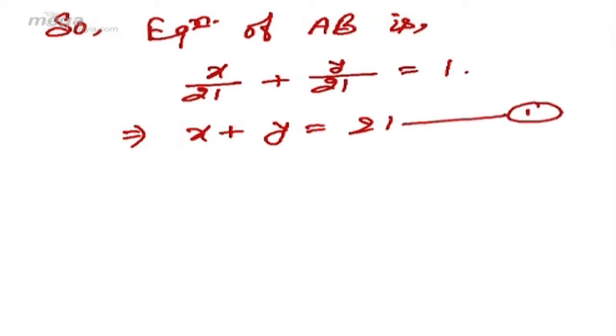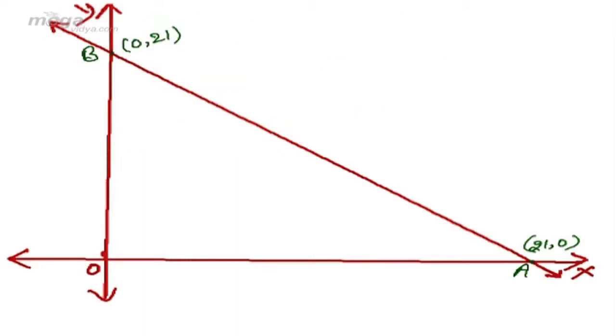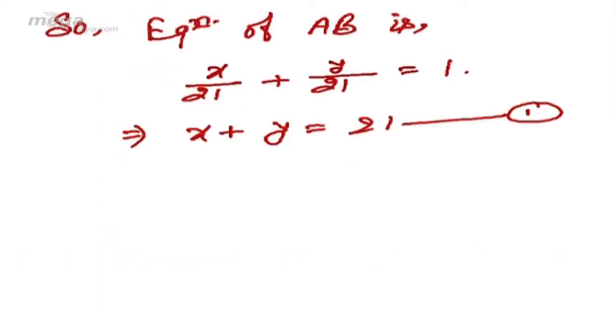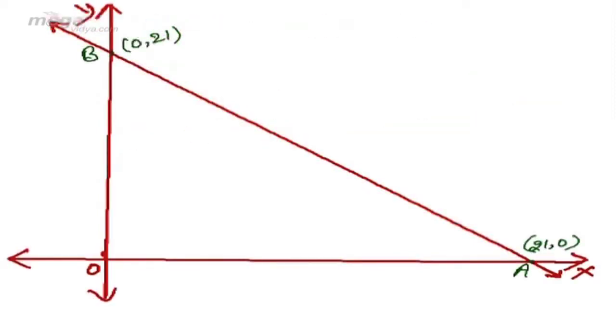This is the equation. Now with the help of this equation and this figure, we will plot the points which satisfy this given equation, which means the points which lie on this straight line. And these points are, see, one is (20, 1), one is (19, 2), (18, 3) and so on. On this side it will be (1, 20), (2, 19) and so on. In this way it will move.